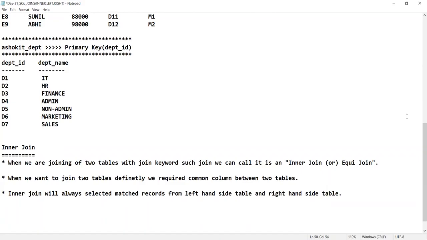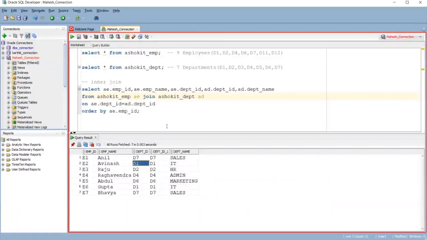So AD dot department ID is displaying. No, sir. See, sir. The column name is displaying as what? AD underscore department 1. This is nothing but the department table's department ID column, Satish. And this is nothing but the department ID from the employee table.